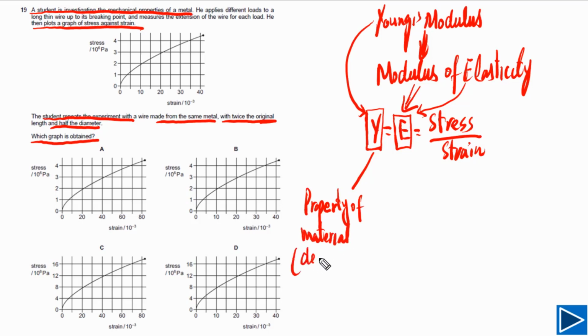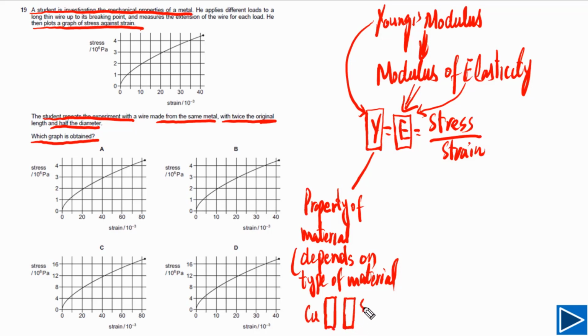It depends on the type of material but does not depend on dimensions. We will get to that point later. It depends on the type of material. It simply means that let's say we have one wire made of copper, and another wire with the same dimensions, but this wire is made of steel. So the Young's modulus of the copper wire in this case will not be equal to the Young's modulus of steel, because these are two different materials.